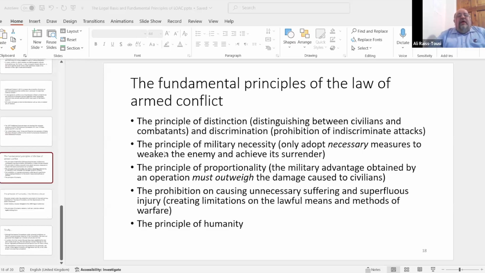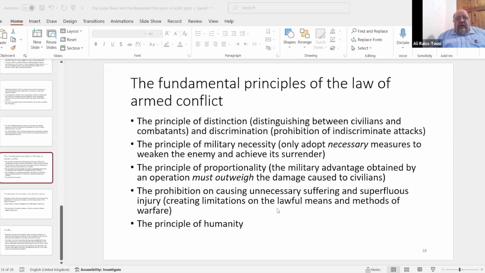So this is a whole new and complex aspect of the law, which would need a separate study and a separate discussion. But it is sufficient to say that any means or method that causes unnecessary suffering or superfluous injury is unlawful, except perhaps when it comes to use of nuclear weapons.